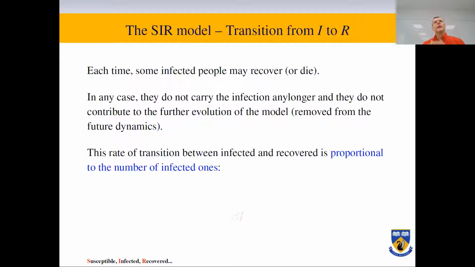So again, since this happens with some probability, given the number of infected people, we expect that this rate of transition from I to R is proportional to the number of infected individuals, and we call beta this number. So here we want to make beta as big as possible, in a sense, because we would like to remove as many individuals as possible in order not to spread the disease. So while we aim at the smallest possible alpha, we also aim at the largest possible beta.